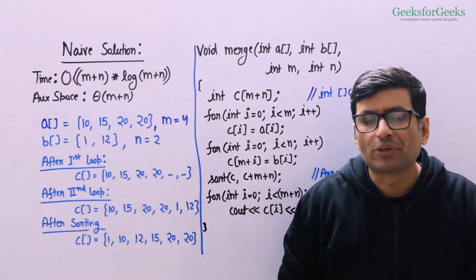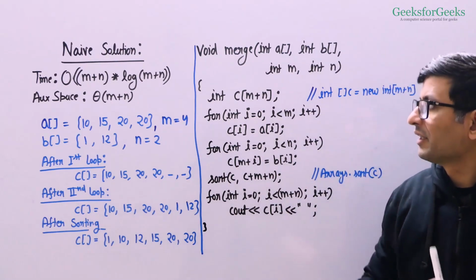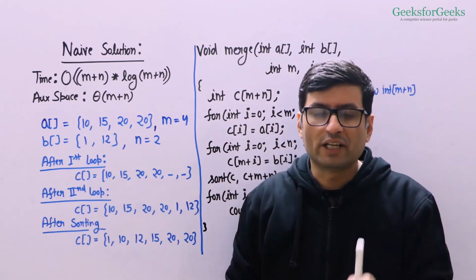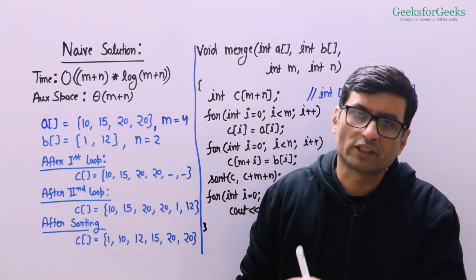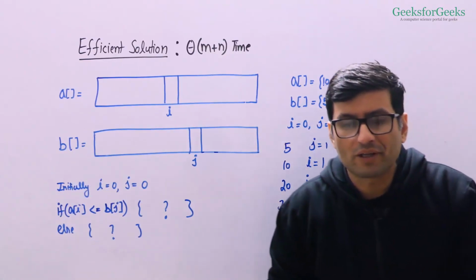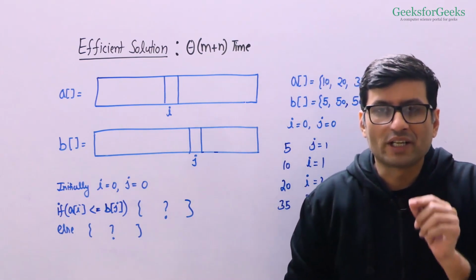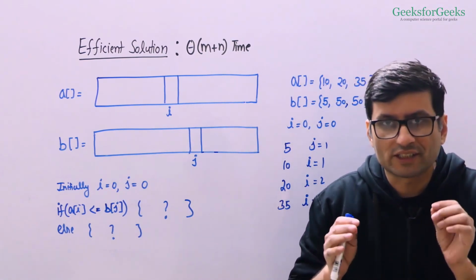Now please pause this video and try to think of a solution that works in linear time, theta M plus N time, and requires big O of one auxiliary space. Let us now talk about idea for the efficient solution. The idea is this: we are going to traverse both the arrays simultaneously.